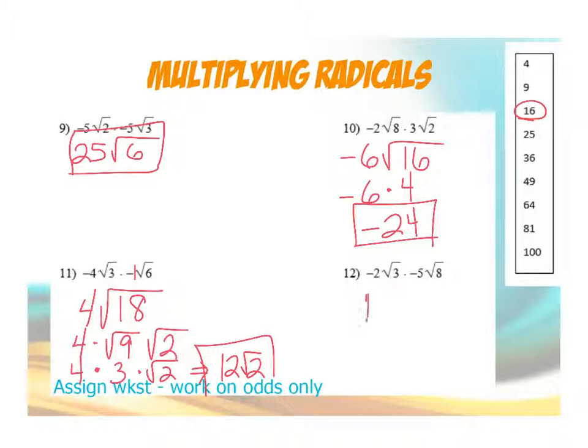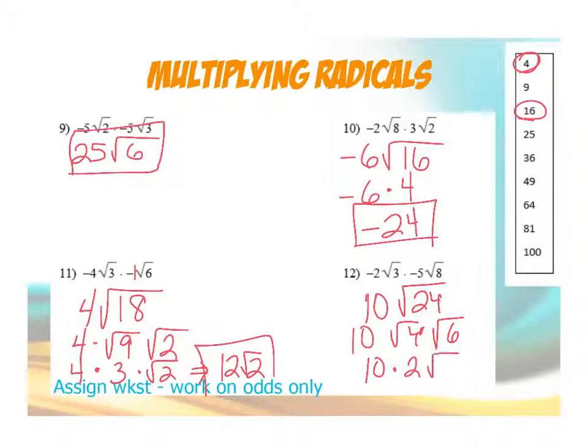Multiplying the coefficients gets me a 10, square root of 24. The square root of 24 will reduce when I look at my list. 4 goes into that, so I'll go 4 and 6. That's a 10 times a 2 times the square root of 6, which ends up at 20 root 6.